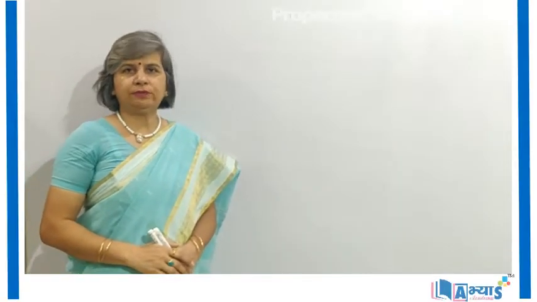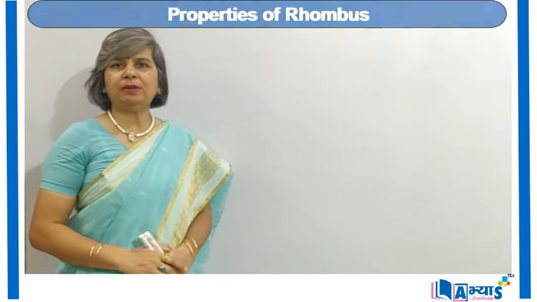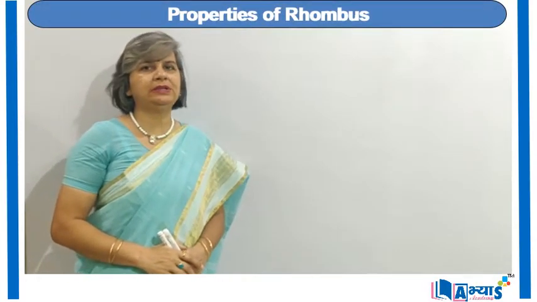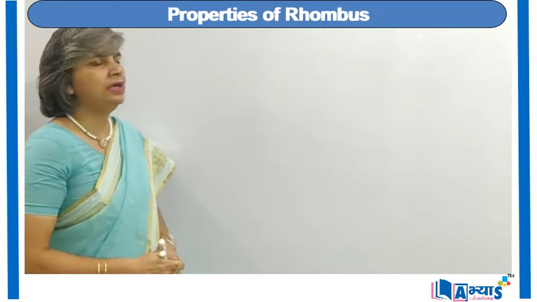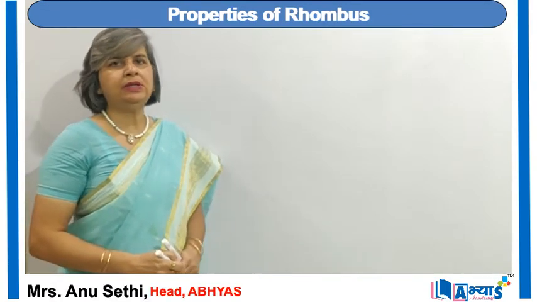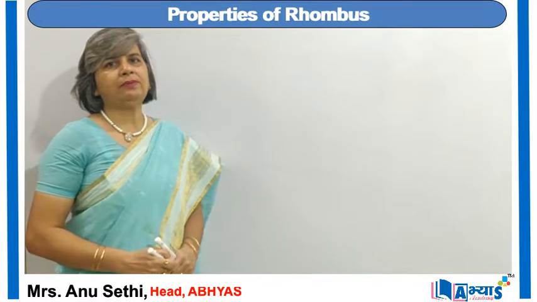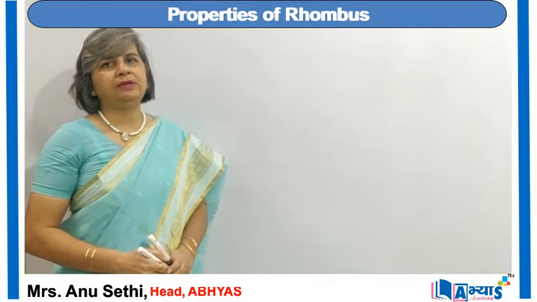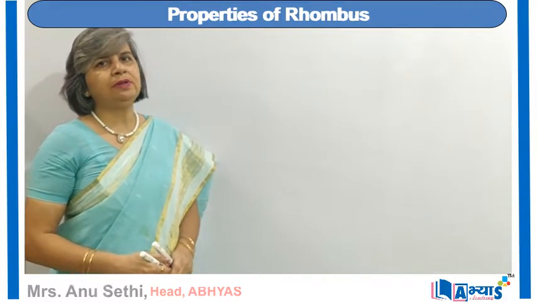Let us discuss the properties of a rhombus. A rhombus is a special type of parallelogram in which the adjacent sides are equal. That means if we have a quadrilateral in which the opposite sides are parallel to each other and all the sides of the parallelogram are equal, then that parallelogram or quadrilateral will be a rhombus.